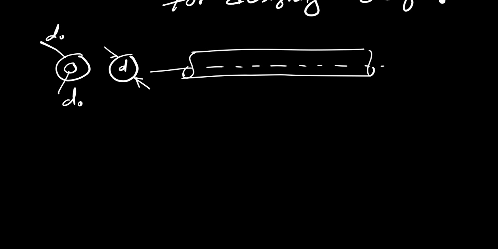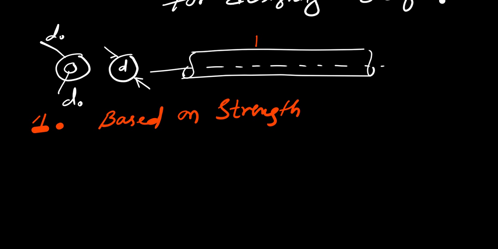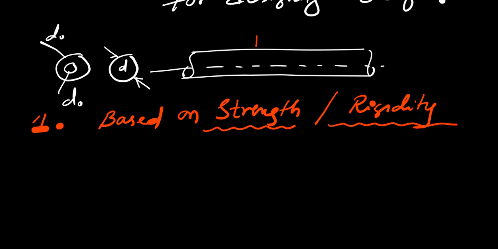First you have to analyze the problem to know that the shaft can be designed in two ways. One is based on strength, and another one is based on rigidity. So in two ways we can design a shaft, using strength and using rigidity.